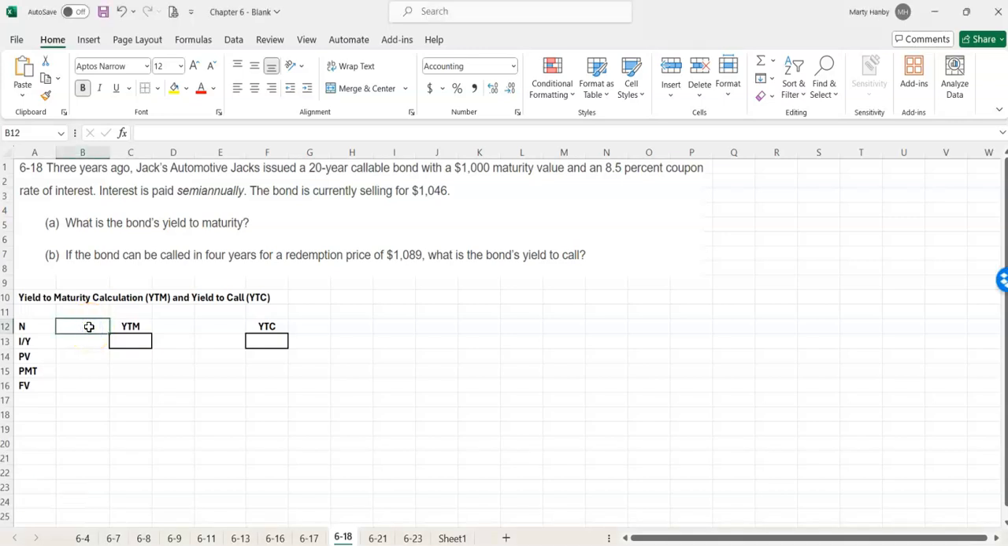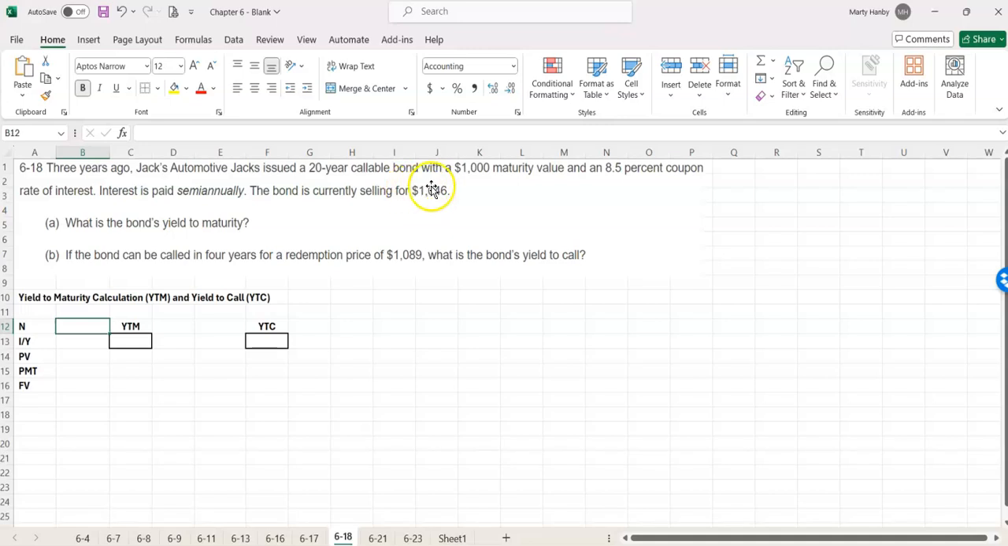Okay, this is problem 18 from chapter 6 of CFIN7. It's another yield to maturity and yield to call calculation. So 3 years ago, Jack's Automotive issued a 20-year callable bond with a $1,000 maturity value and 8.5% coupon rate of interest. Interest is paid semi-annually. The bond is currently selling for $1,046.